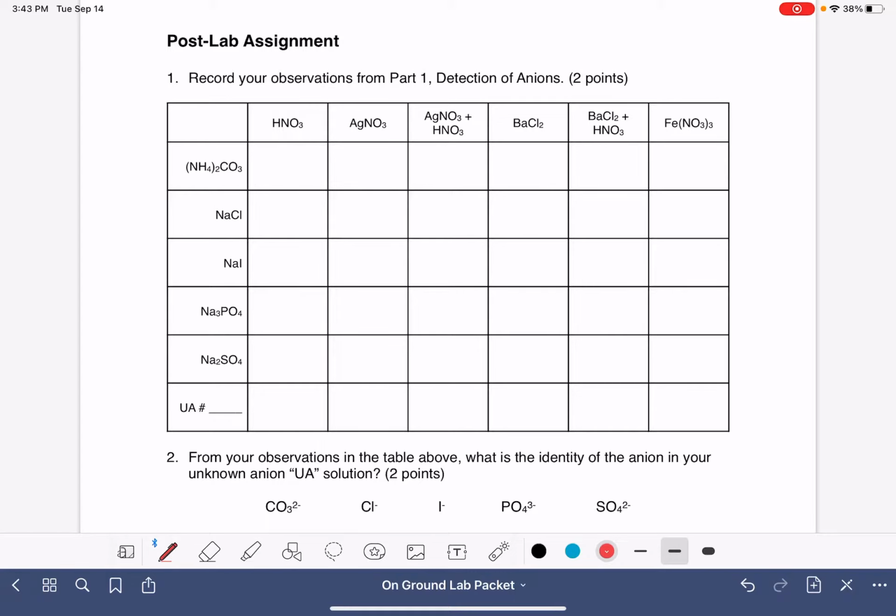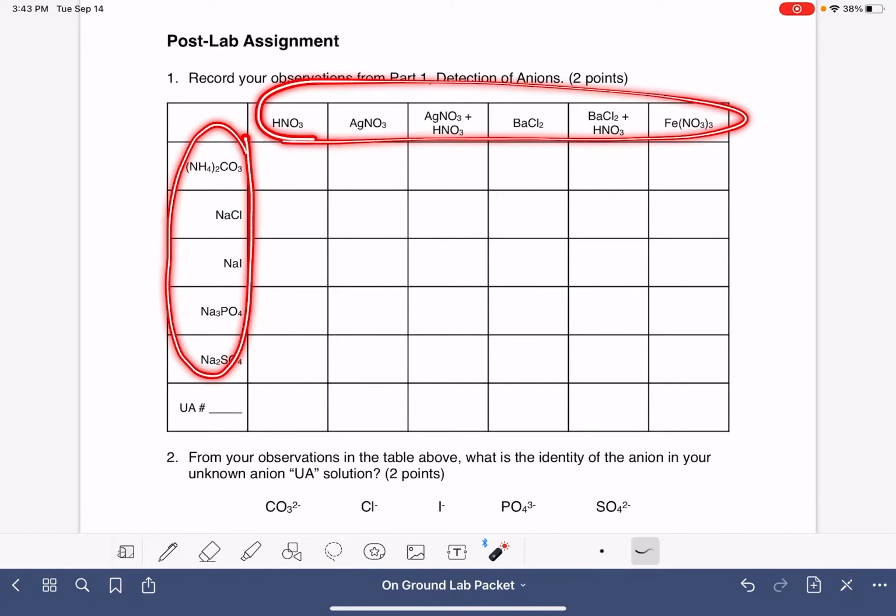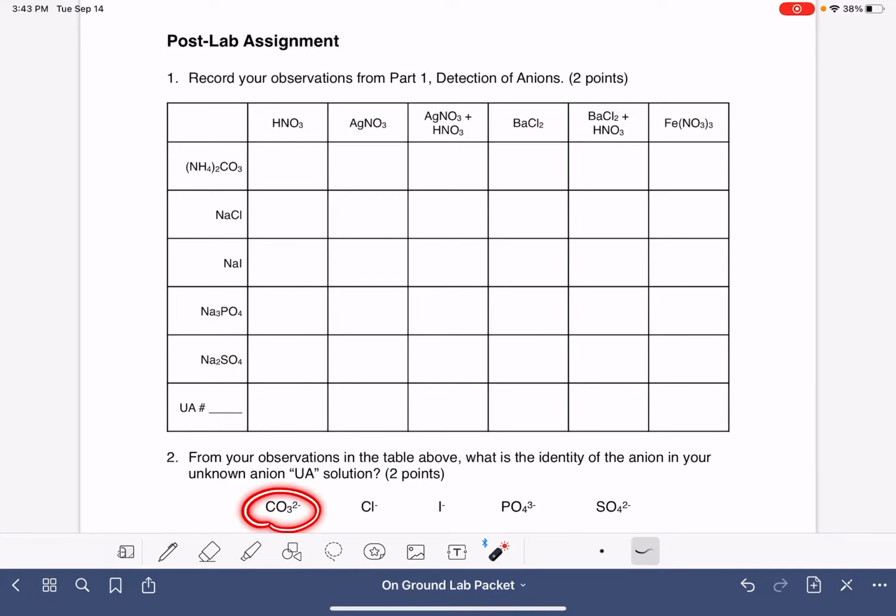To do this, the first thing I want to do is remind you that your unknown anions are in this part of the data table. These were all the solutions that you tested with. And the unknown anions are hidden within these ionic compounds, because Mother Nature doesn't let us just have CO32- hanging out in a beaker. We have to use (NH4)2CO3. This is our source of the CO32-.